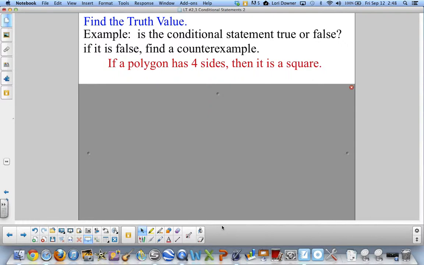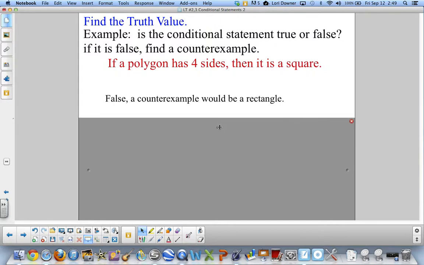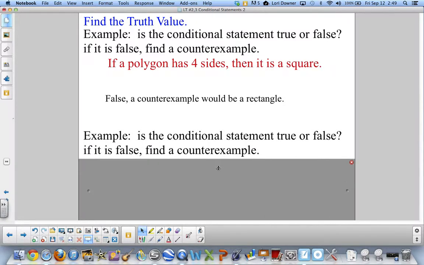So we're going to find the truth value of some conditional statements. If a polygon has four sides, then it is a square. Pause this movie, try this on your own, see what you think, then press play when you're finished. False. A counterexample could be a rectangle. So that conditional statement is false. The truth value is false.